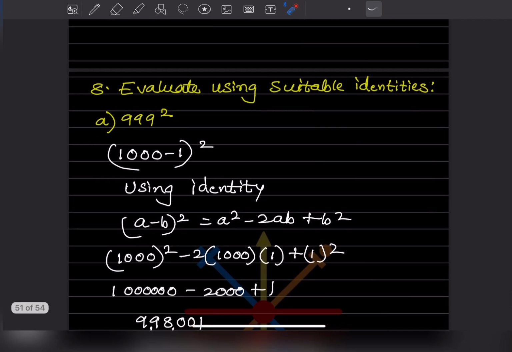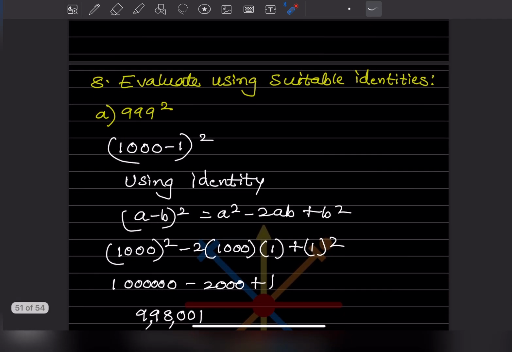Now evaluate using suitable identities. So now we have 999 square. We can write this as 1000 minus 1 whole square, because we want the identity, which means we should have two terms. This will be in the form of (a minus b) whole square. This is one of the identities.